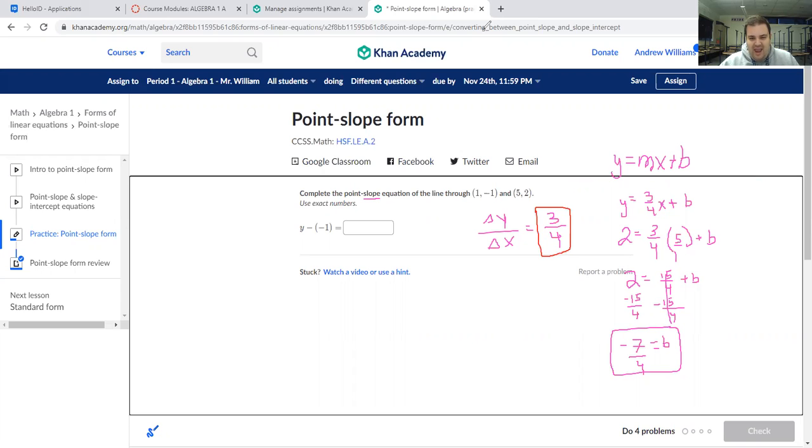We found our slope, and then we plugged in, or substituted in, one of the points, used the slope in slope intercept form to solve for a y-intercept. That's a lot of work to get this. This is what the equation would be: y equals 3/4 x plus, minus 7/4. This would be the equation in slope intercept form.